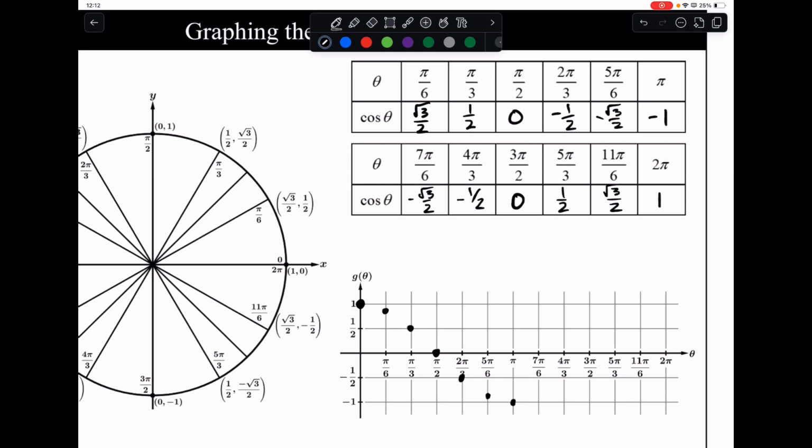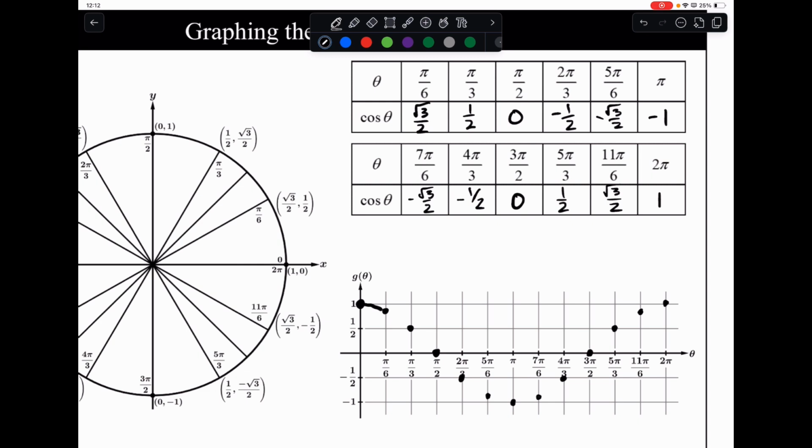Then in quadrant 4, we're going to start moving upwards. As you see right here, the graph is going to oscillate moving upwards. So 7 pi over 6, that's negative radical 3 over 2. 4 pi over 3 is negative 1/2, and 3 pi over 2 is back at 0. And then at 5 pi over 3, we are going to be at 1/2. 11 pi over 6 is radical 3 over 2, and at positive 1 when we get to 2 pi.